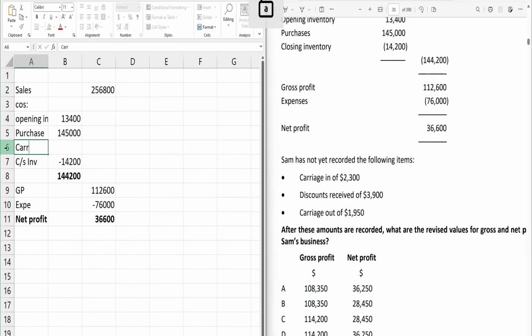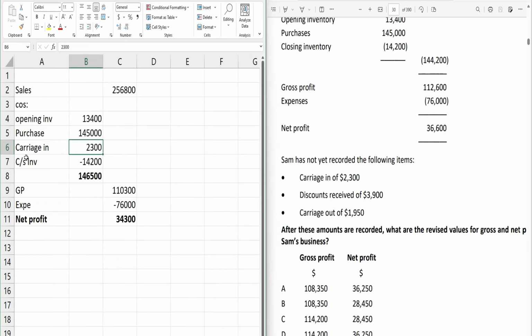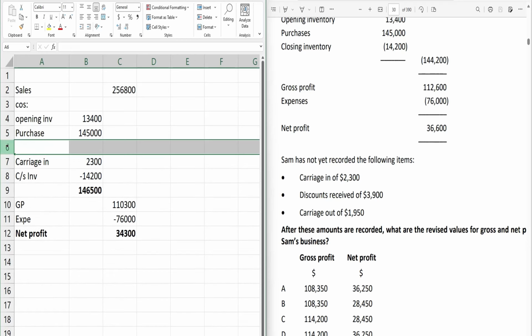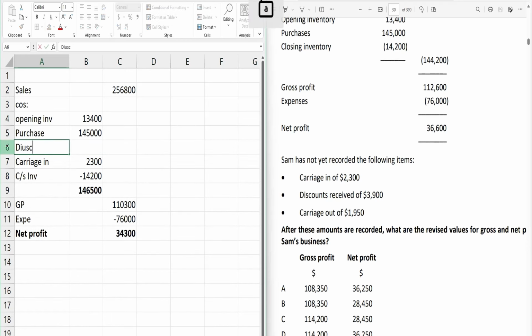So carries in, and the amount is 2300. Okay, then we have a discount received. This discount might have been received while we are purchasing the goods, so we need to reduce it from there. And what is the amount?